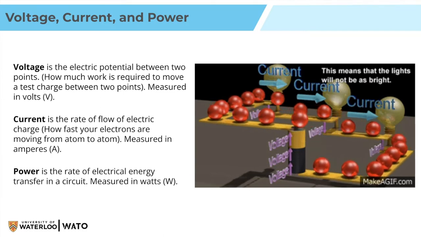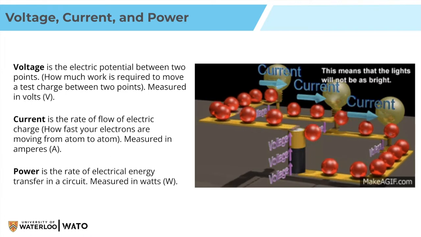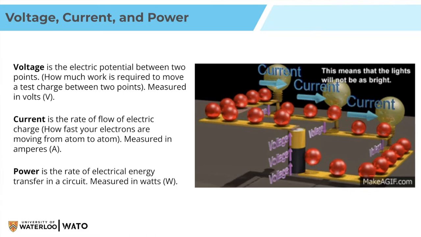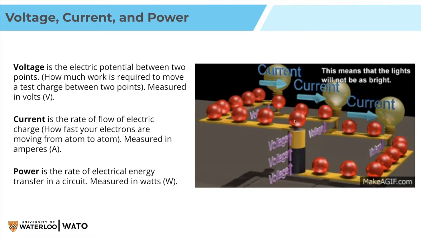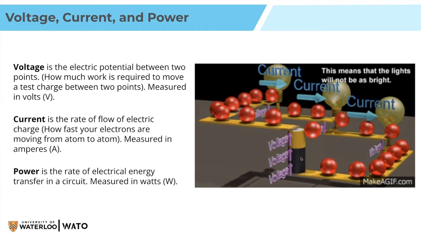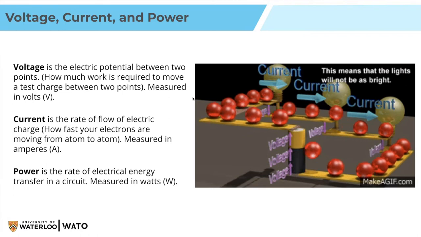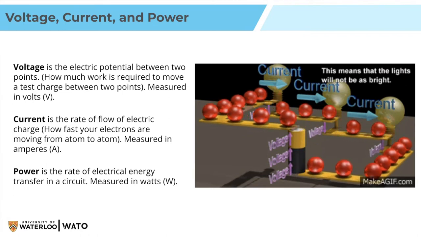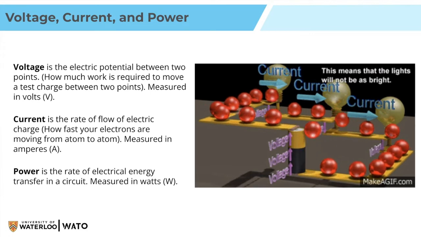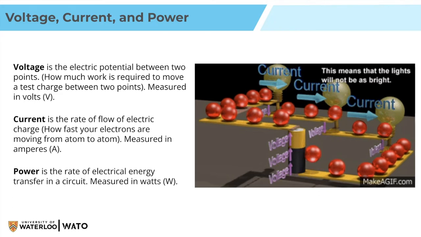And the main thing is that it has to be measured between two points. You can't measure the voltage of one point. So in the diagram over here, you see that voltage has to be measured between those two points. And it's the difference between those two points. So it's going to essentially say, how much effort do you need to use to push a test charge between those two points?